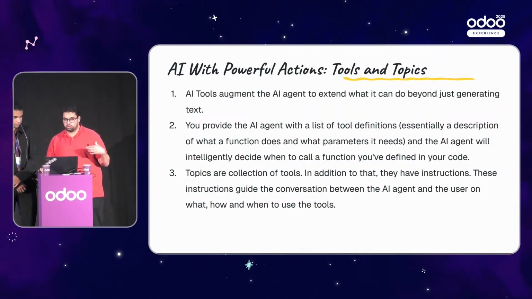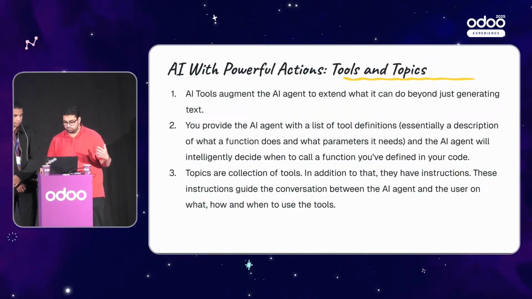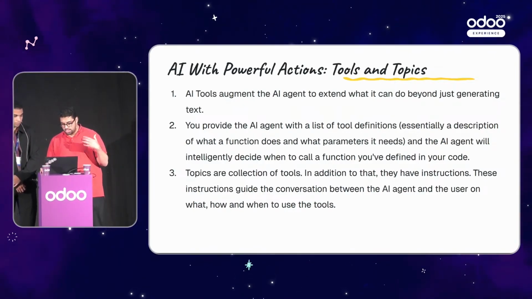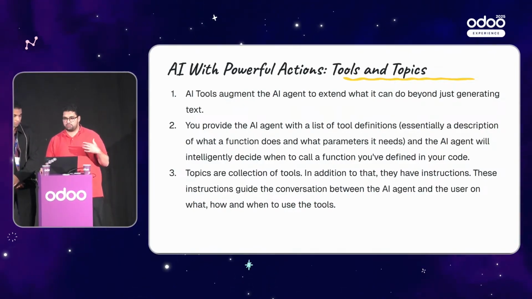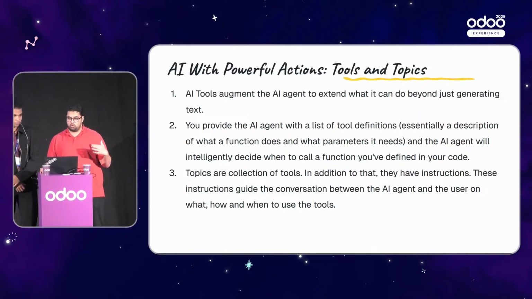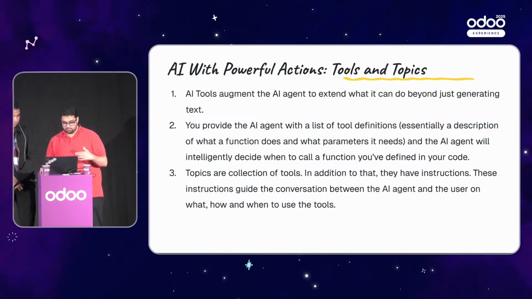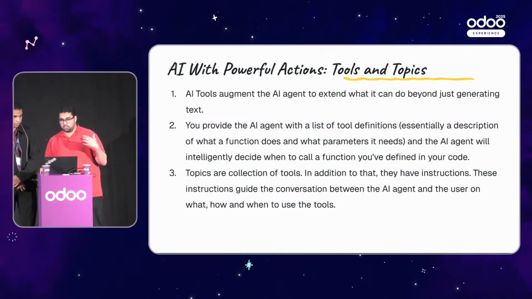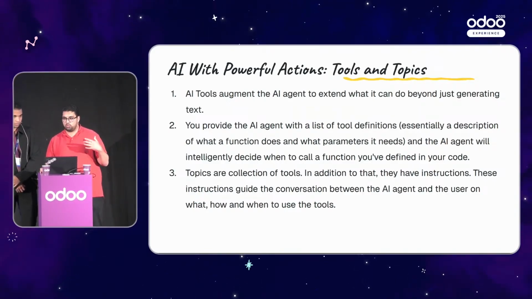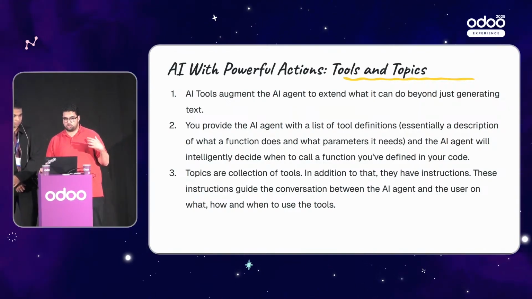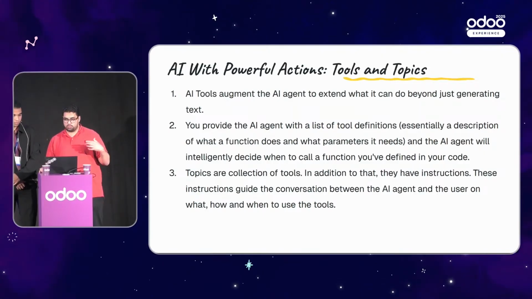So what do you need to create a CRM lead? You need some parameters like the name of the user, his email, his phone number, and you also need to give the description of this tool to the AI so that the AI can know when exactly to use this tool. So in the example that I have given, let's say that some customer is talking with your chatbot online on your website, and this customer shows that he is interested in the product.